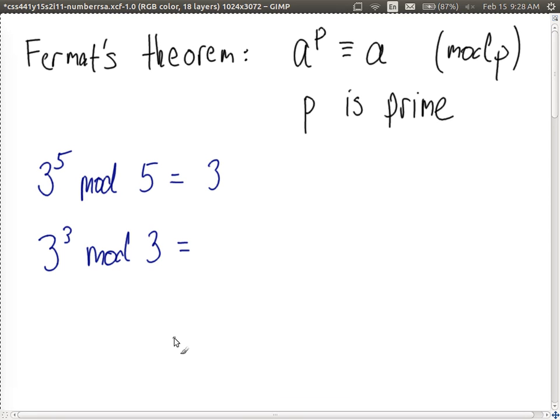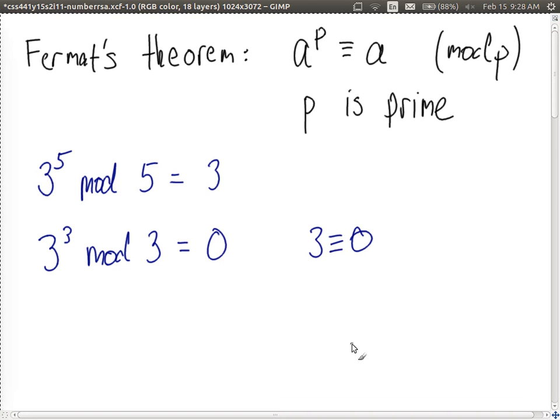Three to the power of 3 mod 3. Zero. Does Fermat's theorem hold? This is a bit of a trick. It is zero. 3 to the power of 3, 27 mod 3, the remainder is zero. But still, Fermat's theorem holds because, in fact, when we do mod 3, 3 is the same as 0.